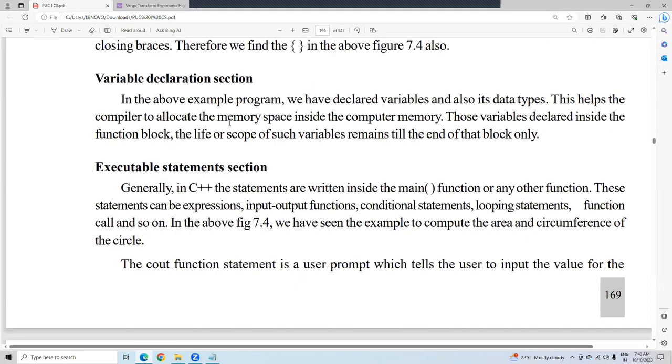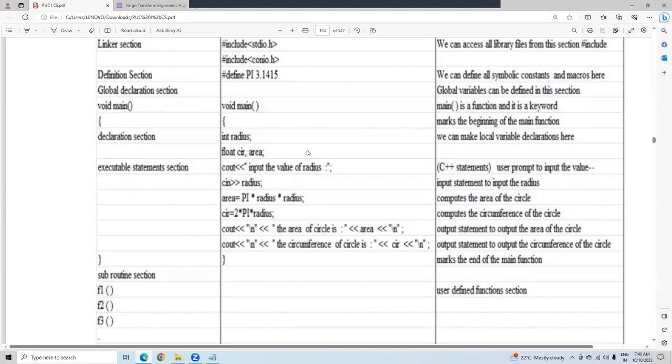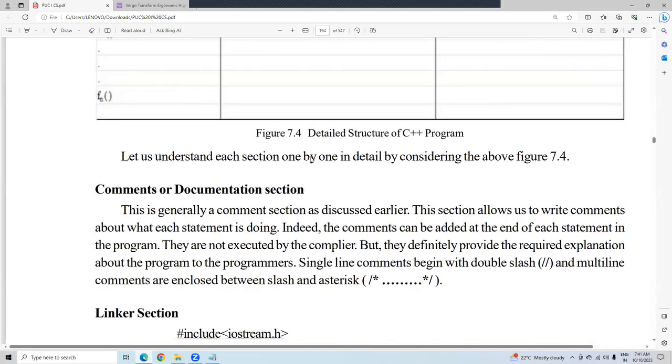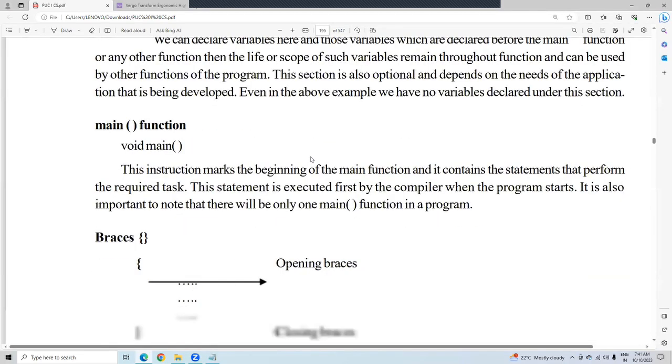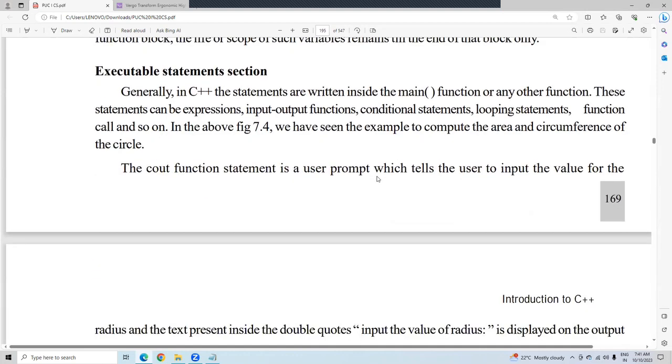And the variable declaration section contains all the variables you need. Like in the above table, you can see that they have written int radius, float circumference and area. This indicates that we are declaring some variables. Once the variables are declared there, those variables can be used throughout the main program. Executable statements contain input and output statements and expressions. These things will be there in this section.